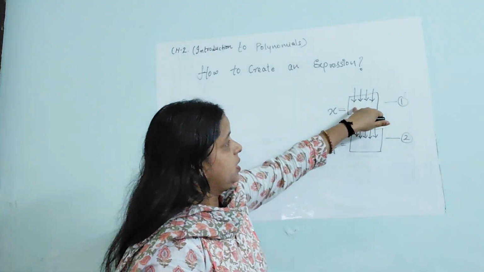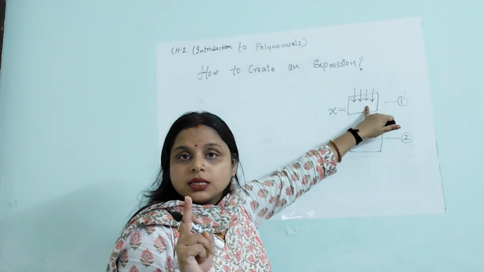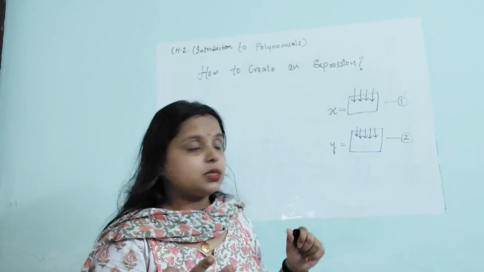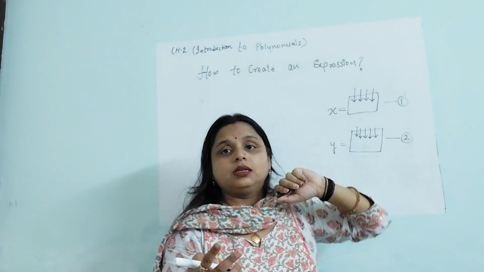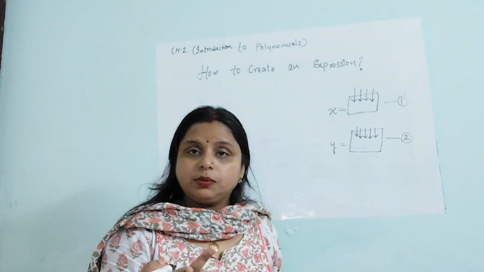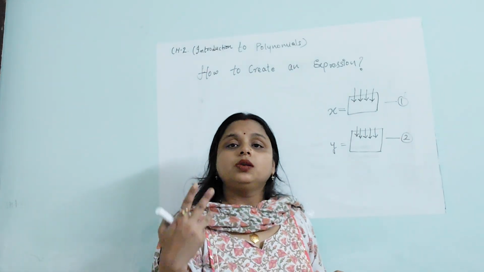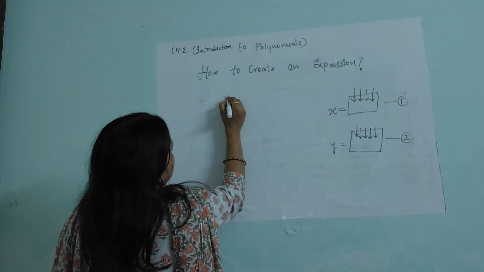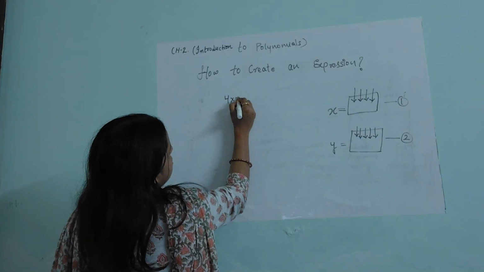So there are 4 pens in one box. Then how many pens will be in 2 boxes? In 2 boxes there will be 8 pens. In 3 boxes there will be 12 pens. That means 4 into number of boxes, correct?